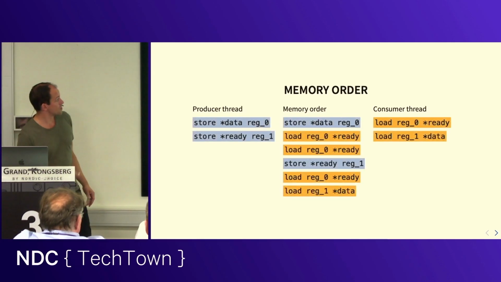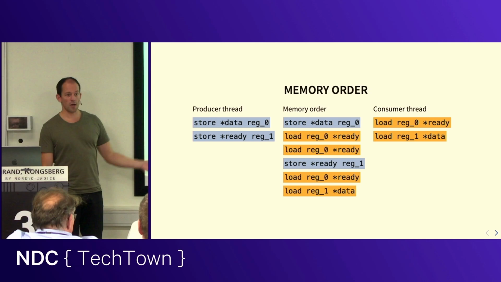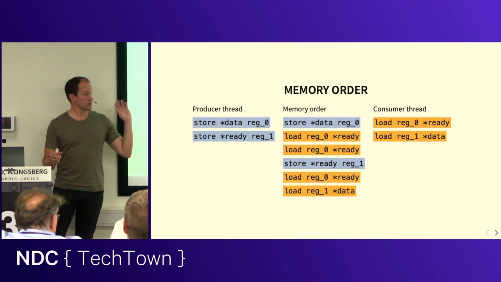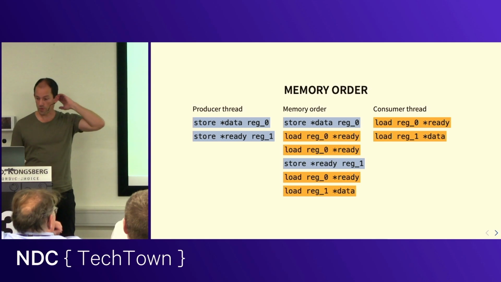This could also happen. We store data, then the consumer thread starts running. Load ready, it's false. Load ready, it's false. Store ready, load ready, now it's true. So now I can load the data. So this could also happen, and this is also fine, right? The consumer thread doesn't try to load the data before it has actually been stored.